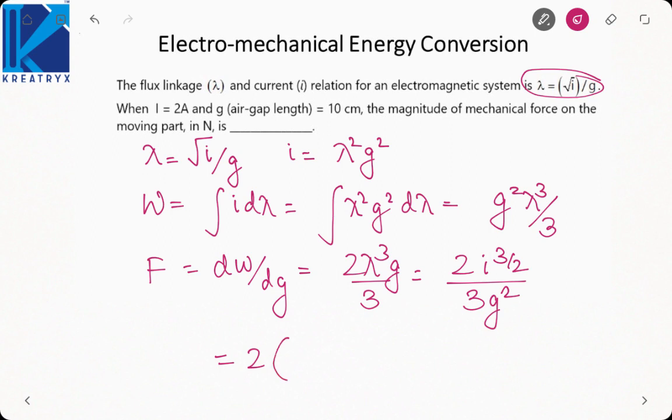I know the value of i, by 3 into 0.01, because 10 centimeter is 0.1 meter. So this will come out to be 188.56 Newton. So you have to deal with such kind of problems in this manner. First find the stored energy in the system and then differentiate it with respect to air gap.